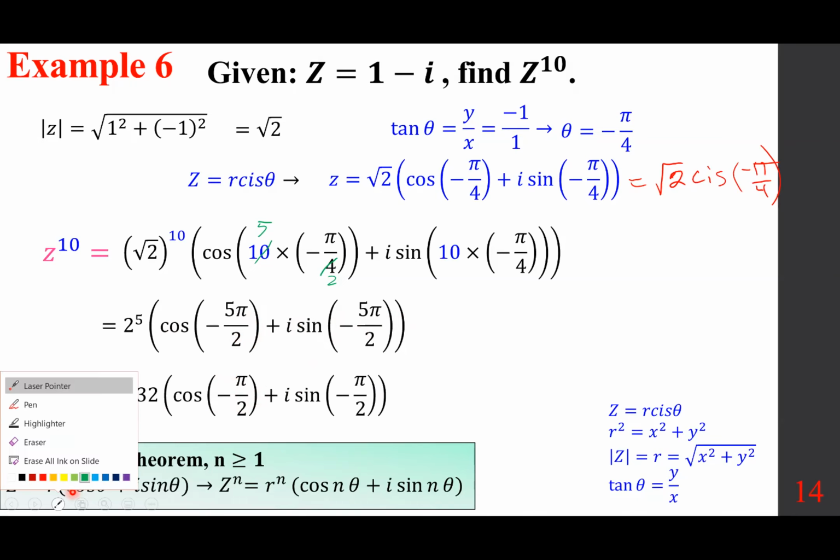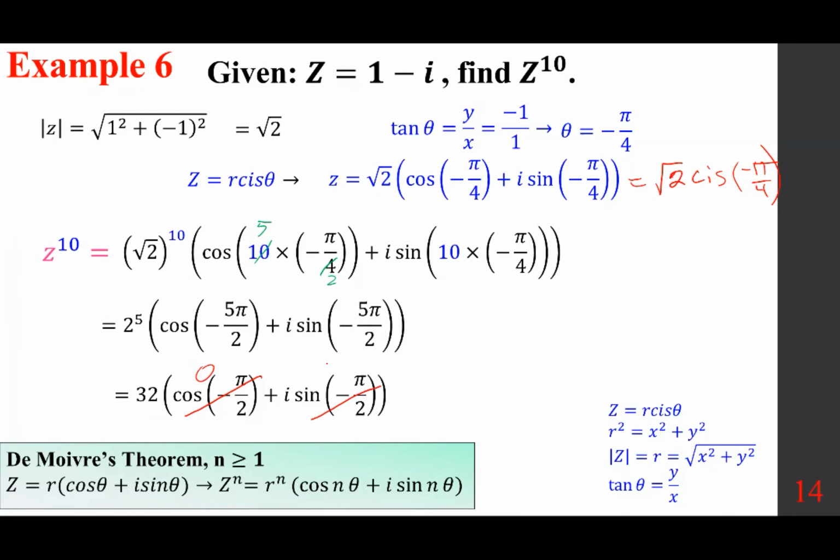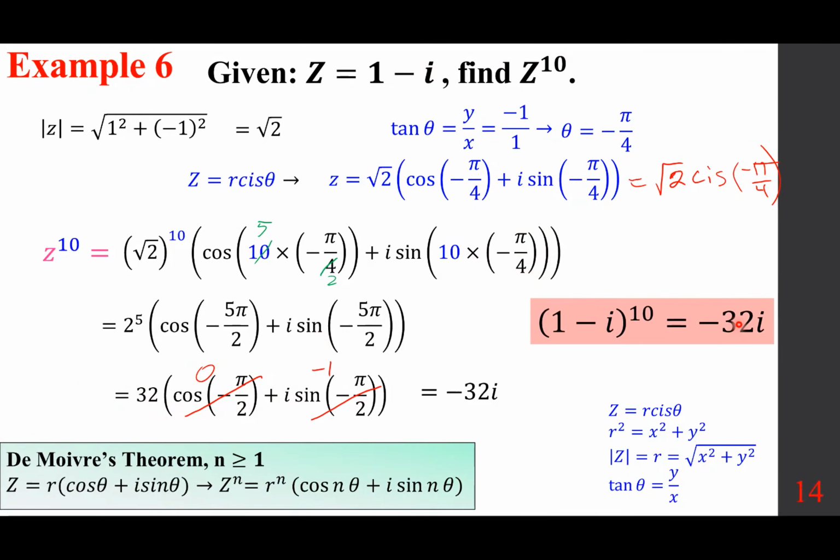As you know, cosine of negative pi over 2 is 0. Sine of negative pi over 2, or 3 pi over 2, is negative 1. So we have 32 times I times negative 1, making it negative 32I, which means 1 minus I to the power of 10 is minus 32I. Instead of having to multiply this by itself 10 times, this is a faster way of coming up with the answer.